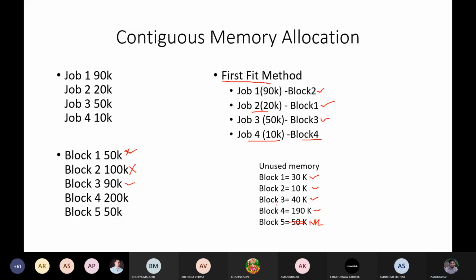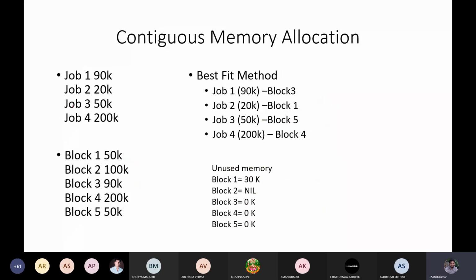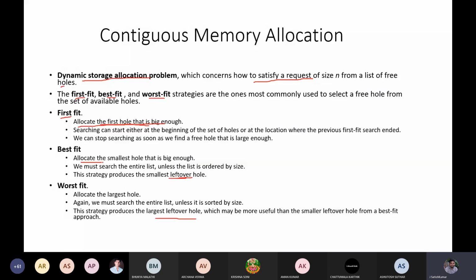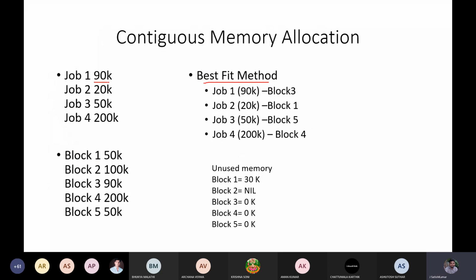Yes, sir. Now let us try to understand how the best fit method works. Best fit method says allocate the smallest hole that is big enough. We must search the entire list. So in the best fit method, 90K will search block 1, 50K, which is not sufficient. It will search block 2, 100K, so 10K is unused. It will note this down.